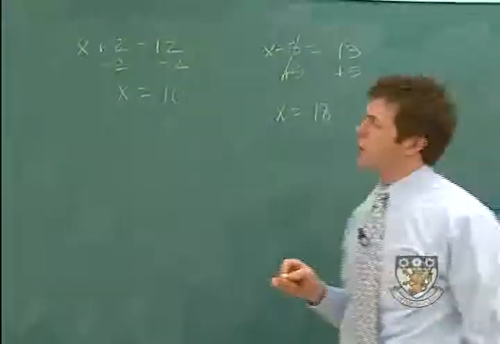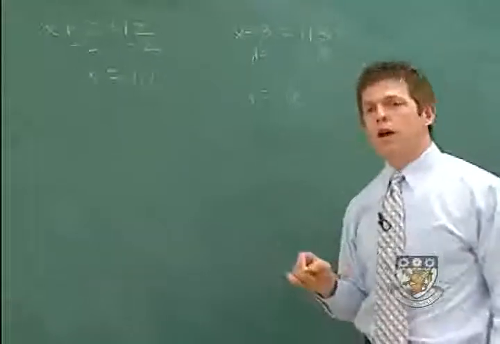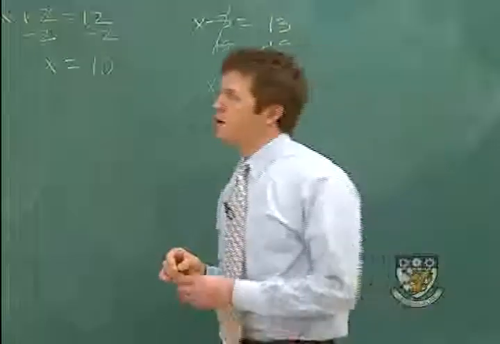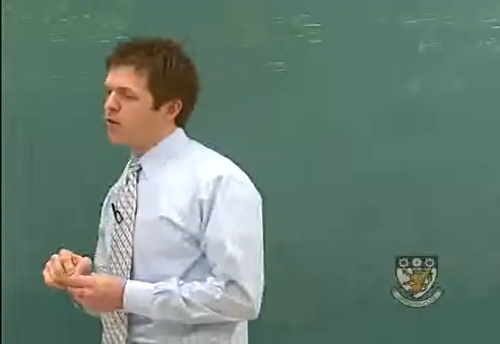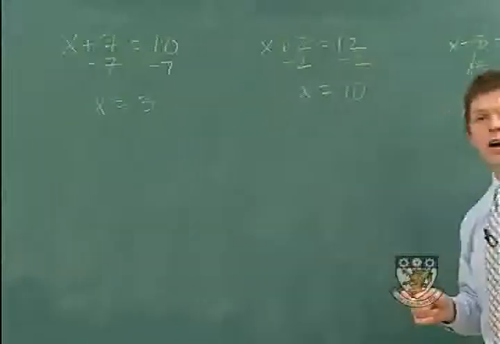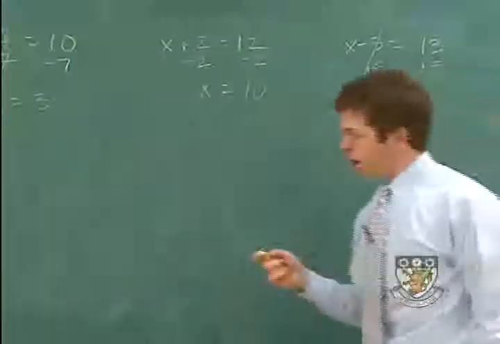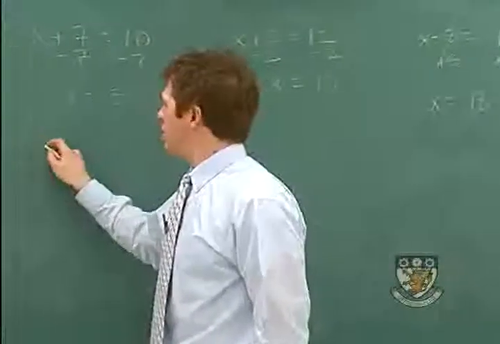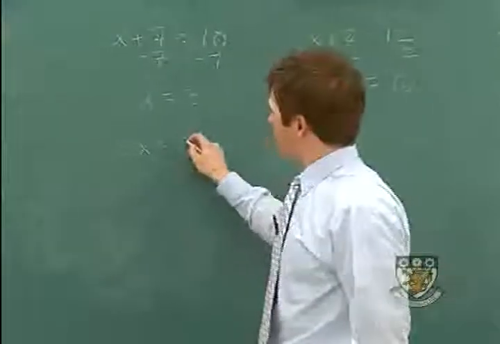18 minus 5 does equal 13. These are the most basic types of algebraic expressions that you're going to be asked to solve. But there's more you can do. We've done the opposite operations of addition and subtraction. Now let's try doing the opposite operations of multiplication and division.